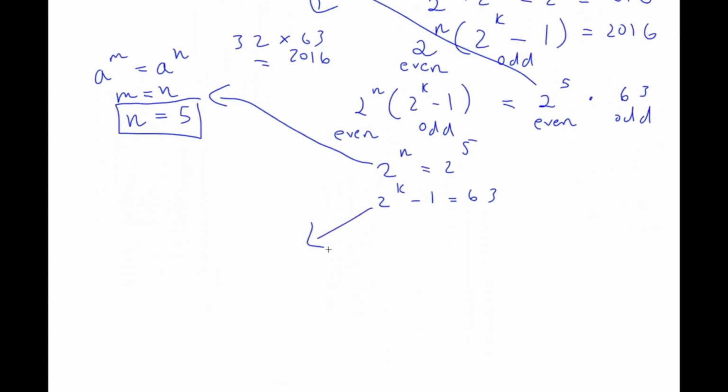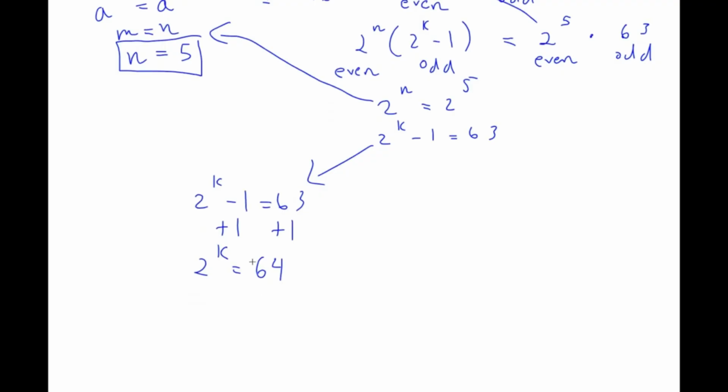Now for 2 to the power of k minus 1, I am going to first start by adding 1 on both sides. So I have 2 to the power of k is equal to 63 plus 1, which is 64.